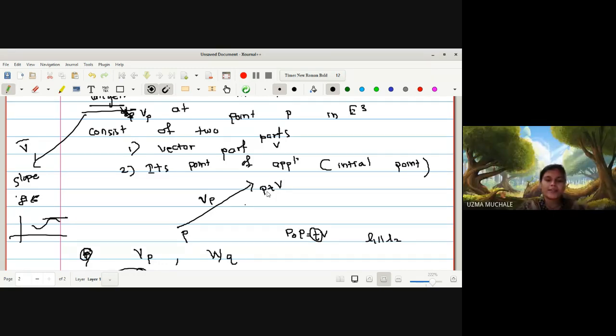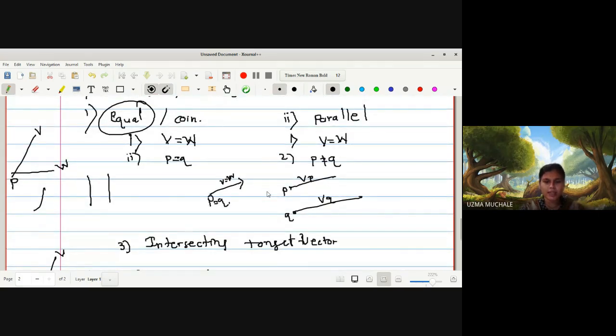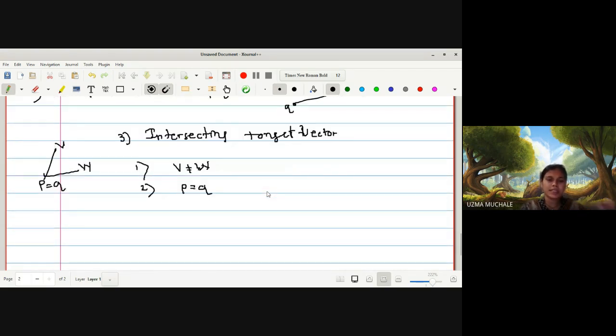After this one, we have seen the 3 points: the equal vector, parallel vector, and intersecting. For equal vectors, both the vector part as well as the point of application must be equal. For parallel, the vector part should be equal, but the points of application are different. Imagine you and your friends are going on a bike in the same direction. Intersecting vectors means their points of application are the same, but they are going in different directions.